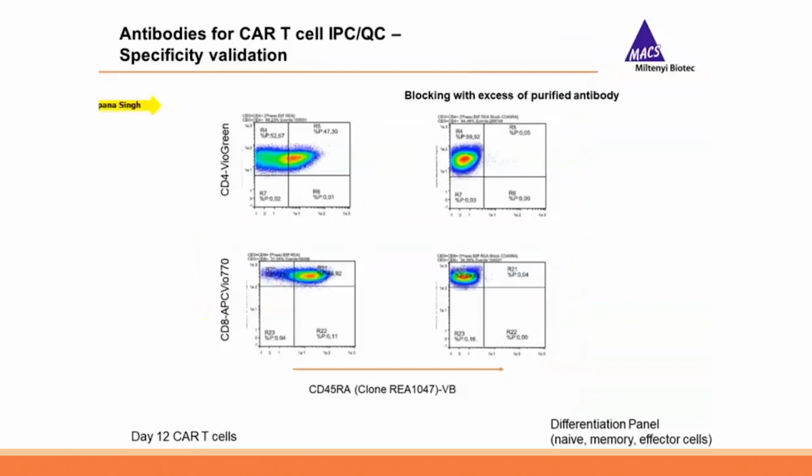This slide shows one example of how specificity testing is done during the validation process. Here the aim is to understand whether the positive signal that may arise from binding of the recombinant antibody is only because of binding of the antibody to its epitope and not because of unspecific binding of the fluorochromes. To check this, the cells are first labeled with the antibody of interest, for example here CD45RA, clone REA1047, conjugated to the fluorochrome Vio Blue. And this is the positive signal.